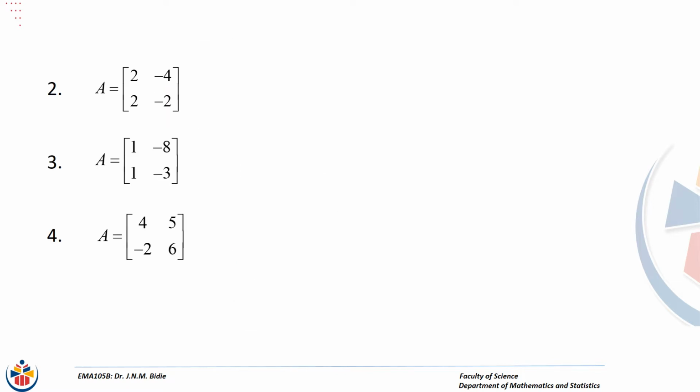Here are some more examples that we could use to determine eigenvalues and eigenvectors that will give us complex eigenvalues, leading us to determine those complex eigenvectors. Please attempt numbers 2, 3, and 4, and let's see how you fare.